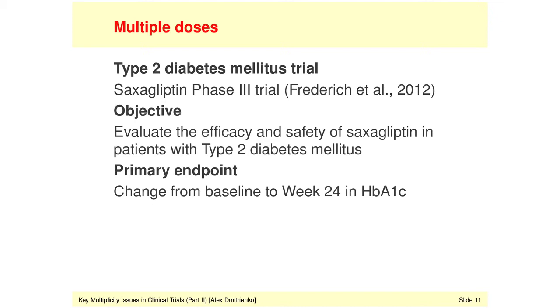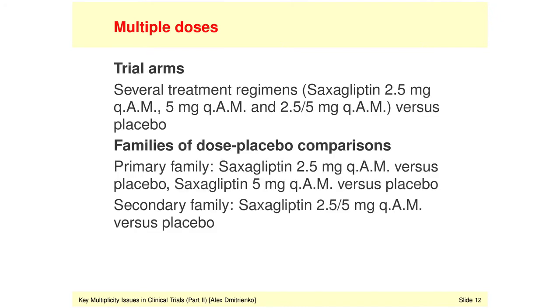They were based on the mean fasting plasma glucose and postprandial glucose, but we'll focus here for simplicity on the primary endpoint. There will be more complex settings presented later on in this module that incorporate secondary endpoints. This saxagliptin phase 3 trial was designed to evaluate the efficacy of several doses and regimens of this novel treatment.